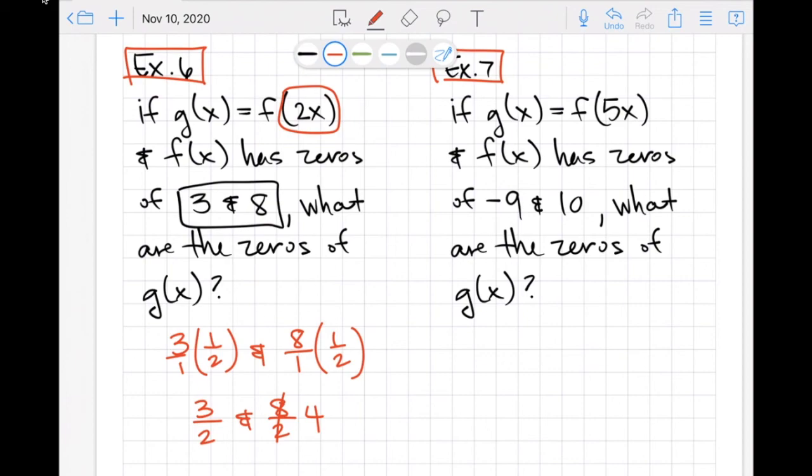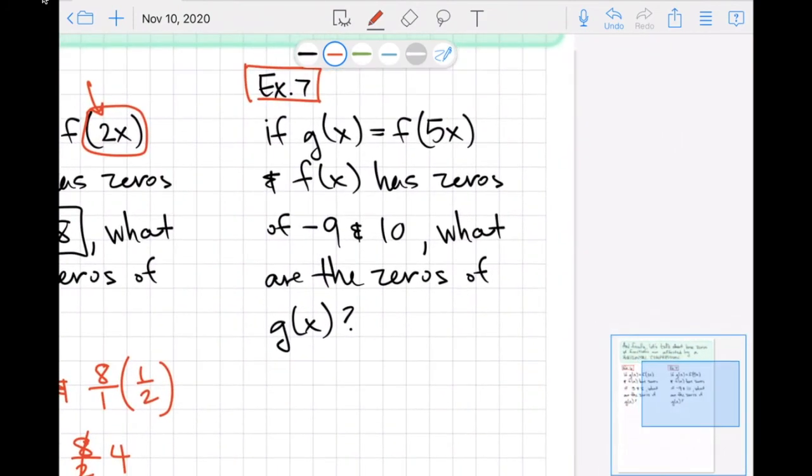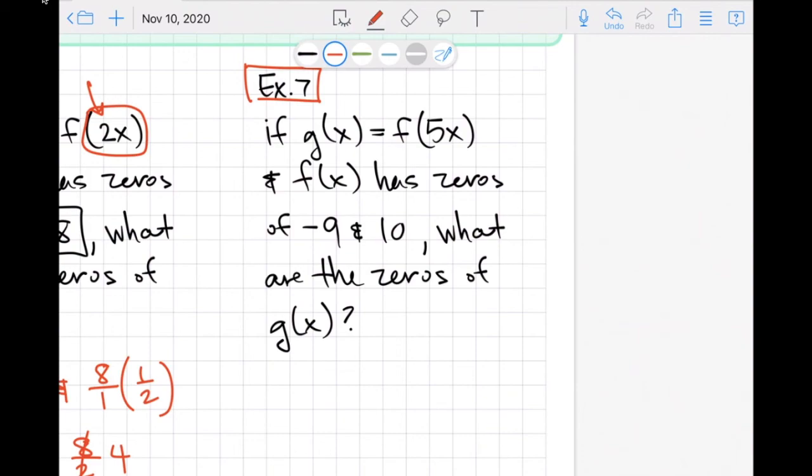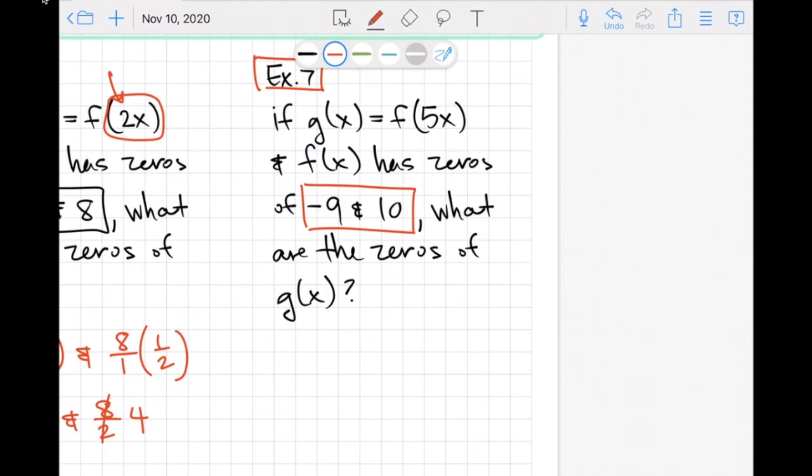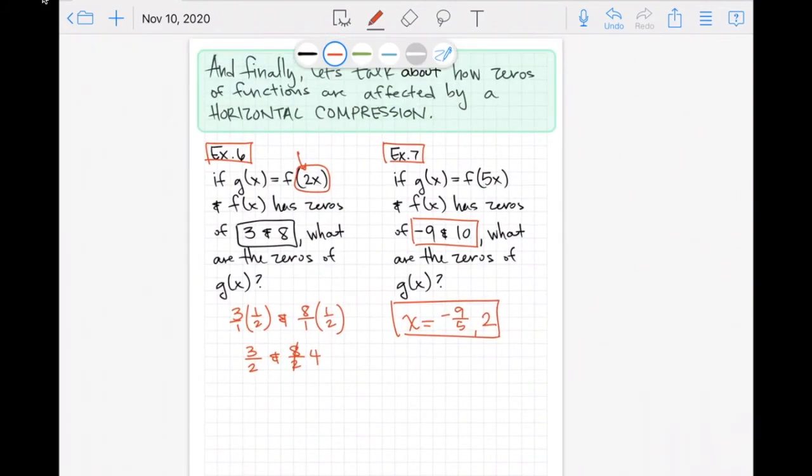So what we can do is we can also apply the transformation rules to zeros of functions because we know that the x values are multiplied by the reciprocal of the coefficient of the x. So here, if we had that g of x is equal to f of 5x, and then we know that f of x has these zeros, well, we can say the zeros of g of x are going to be 1/5 of the zeros of f of x. So that means the zeros of g of x are going to be negative 9/5 and 10/5, which is 2. Okay, so keep all of that in mind, and we're actually going to get into slip and slide now.